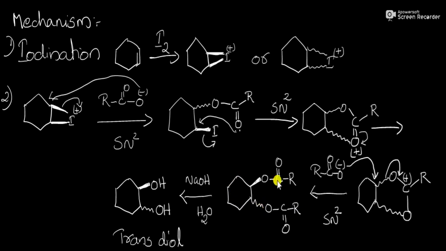And this product will undergo saponification, that is our base hydrolysis. It will be converted into trans diol. One OH group in upper phase and another OH group in lower phase. So the important point to notice is that the SN2 reaction follows through sterically free side. Then we get this trans diol as product.